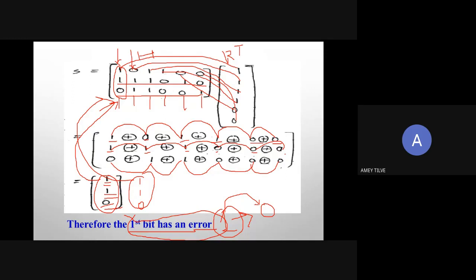Just give me 2 more minutes. Okay, so introduce an error. I have introduced the error in the first bit. Okay, and find out the error syndrome.